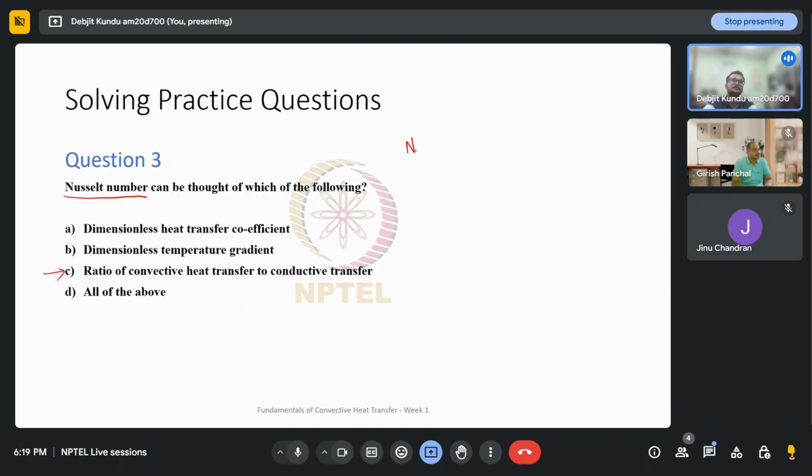Nusselt number, as we know, is a dimensionless number that becomes very important in problems of heat transfer, and its expression is given like this: HL by K, where H is the convective heat transfer coefficient, K is the conductivity of the material, and L is the characteristic length scale of the problem that we are dealing with.